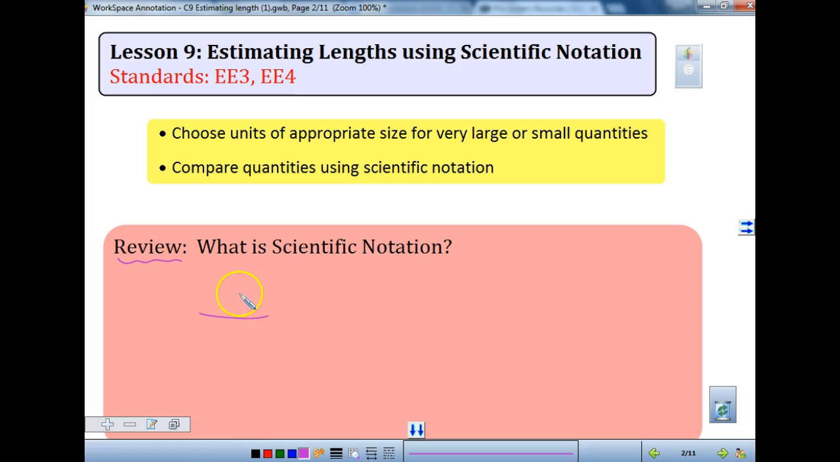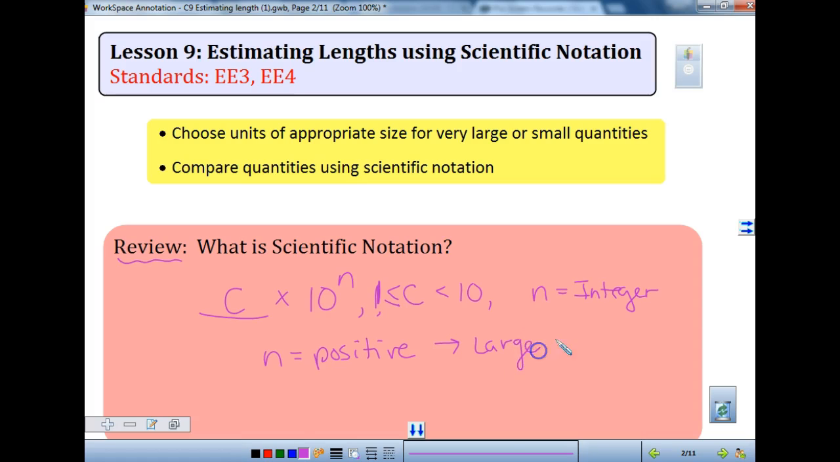Scientific notation is when you have a letter, C, times 10 to a power, where C is always going to be a number that is less than 10 and also greater than or equal to 1. So C is going to be a number between 1 and 10, and N is always going to be an integer. The exponent N will always be a positive number if you are working with a very large number.